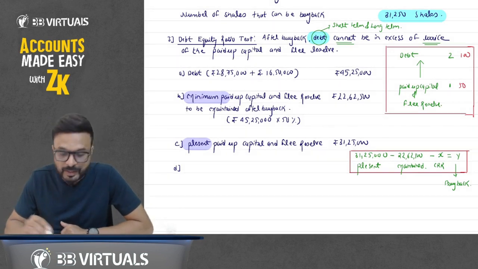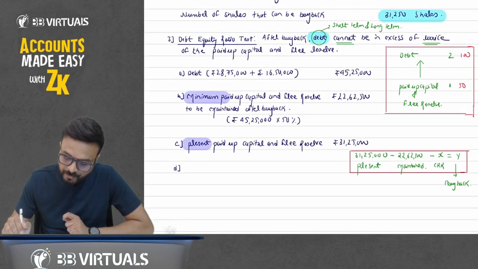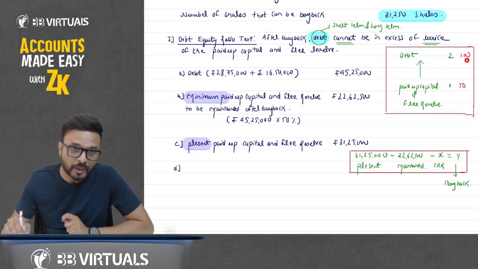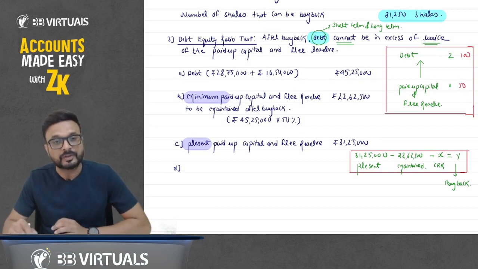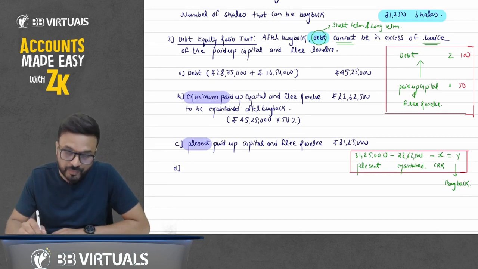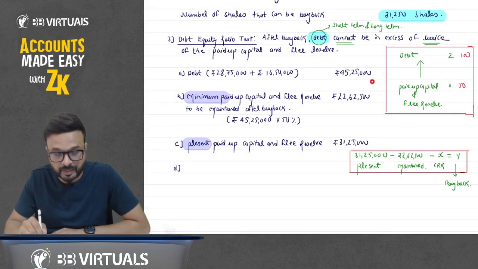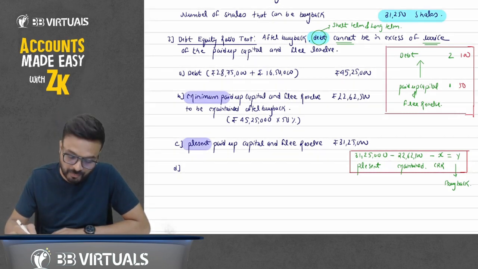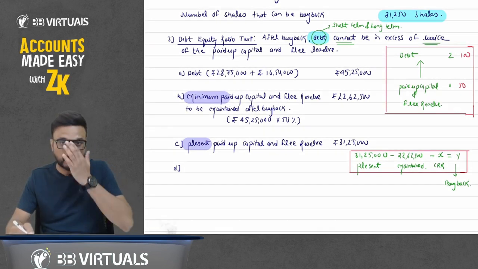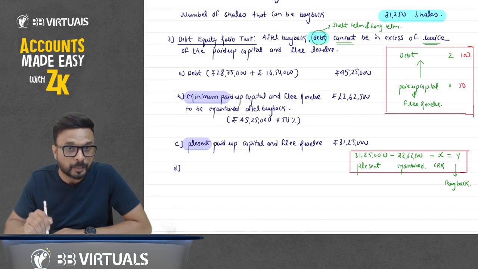So that will be a violation of the debt equity ratio. That's why I'm saying if debt is 100, your paid up capital and free reserve should be minimum 50 of it. Then if you do twice of this, debt will not be more than twice of paid up capital and free reserve. So how much minimum paid up capital and free reserve should be maintained? 50% of debt. Here debt is 45,25,000. If you take 50% of 45,25,000, it comes 22,62,500. This much paid up capital and free reserve should be maintained.